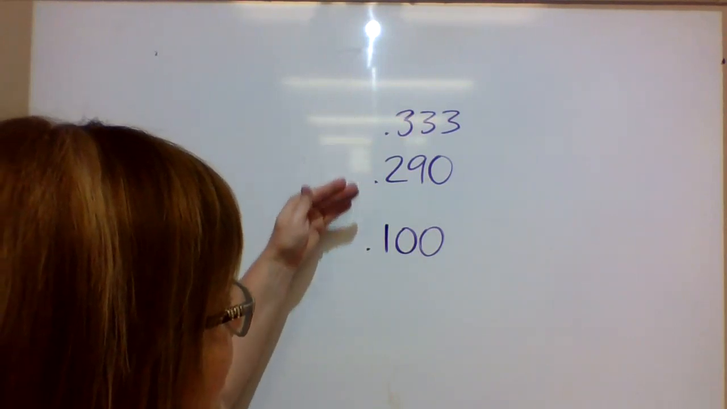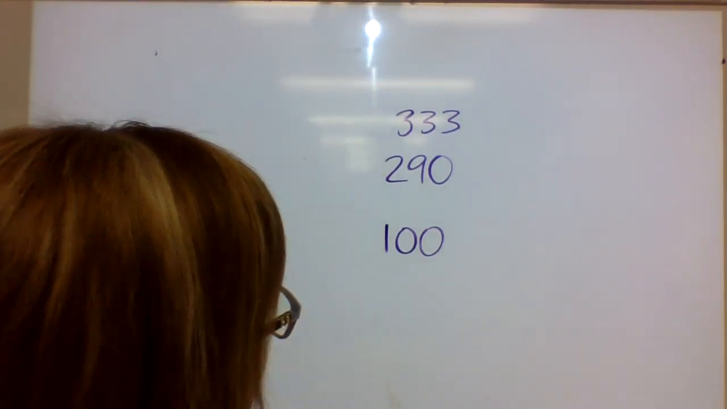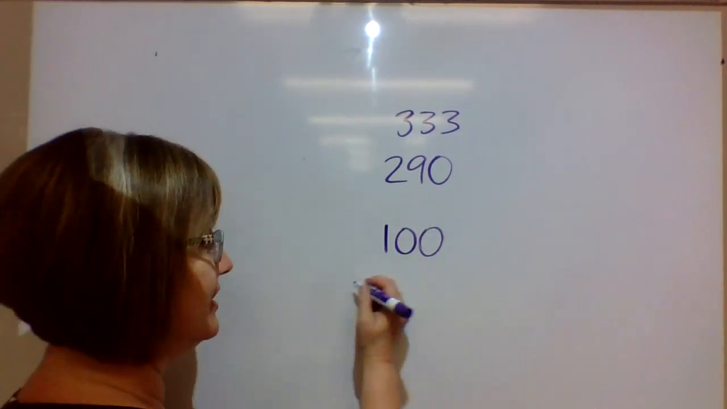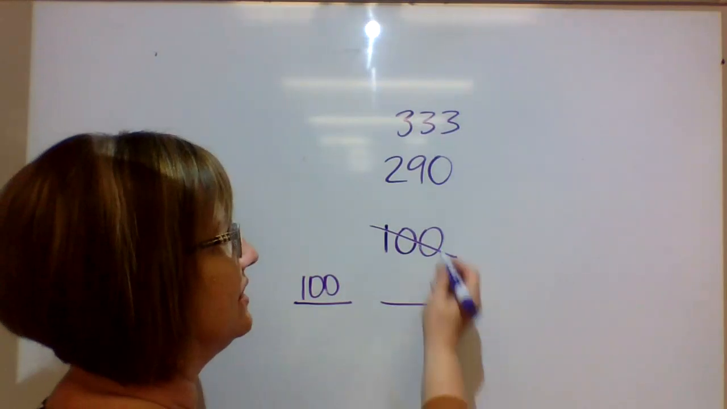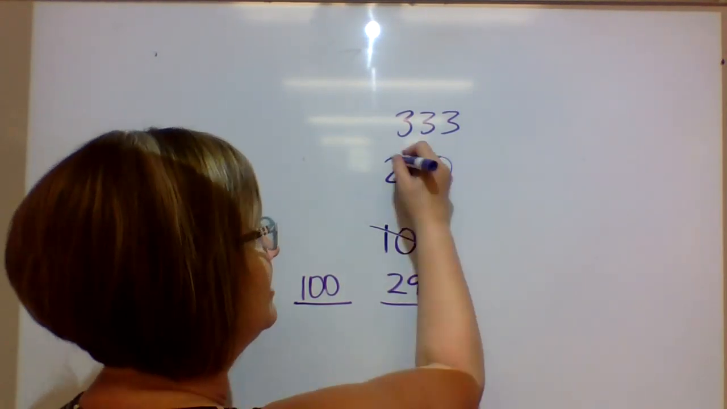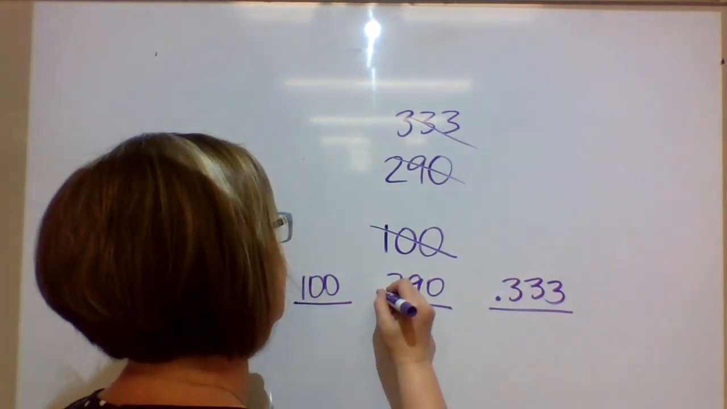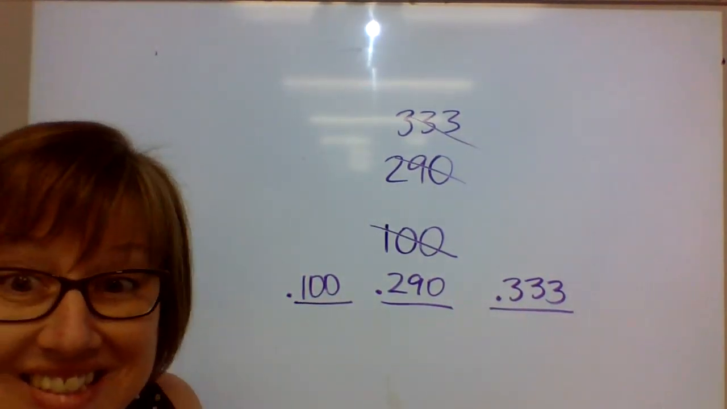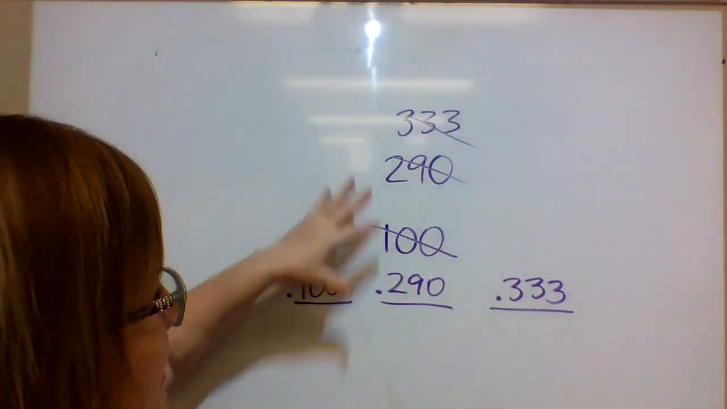And then, like I said, if I was going to compare these three, I would just forget about the decimals and look at them as numbers. Which one's the smallest? This one. So this would go on the first line. Which one's the second smallest? 290. And then 333 would be the biggest. Then don't forget to add back in the decimals. See? Easy peasy.